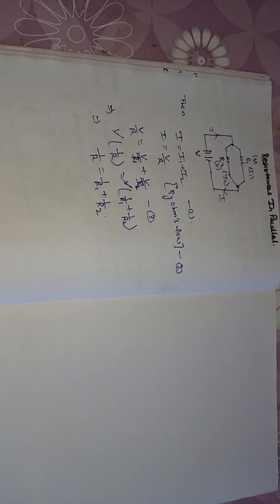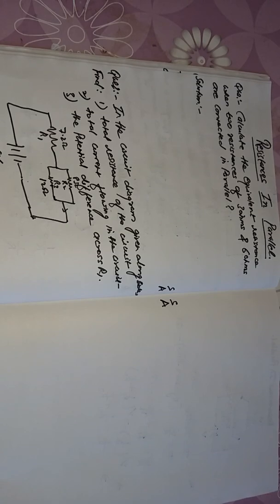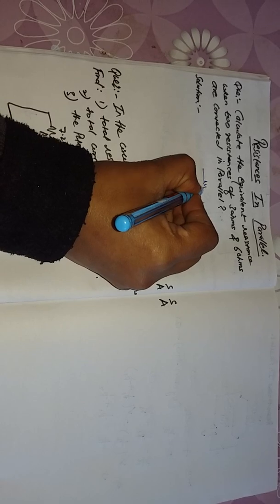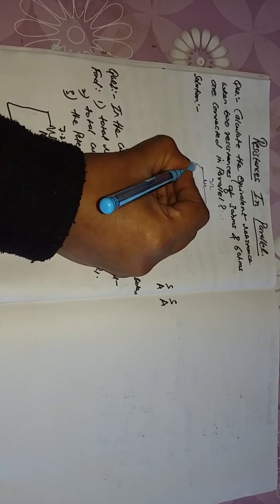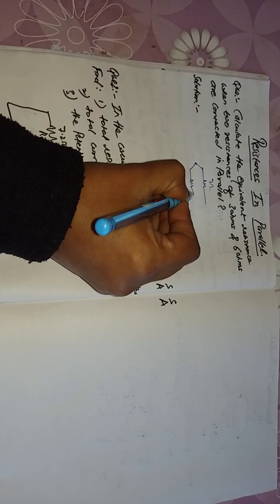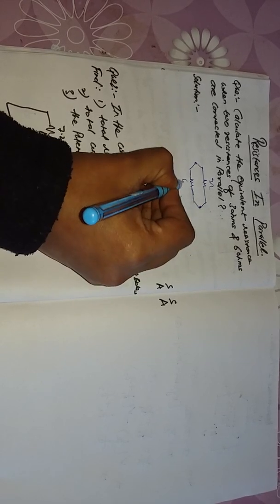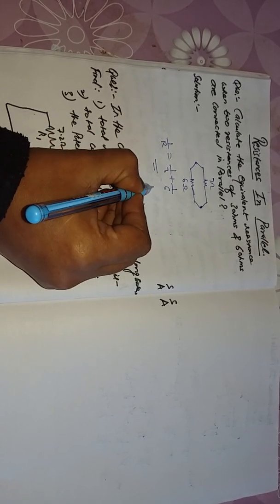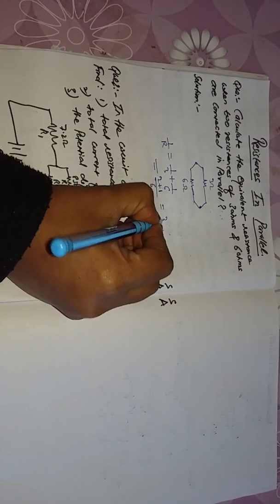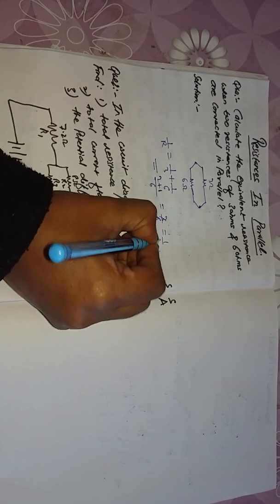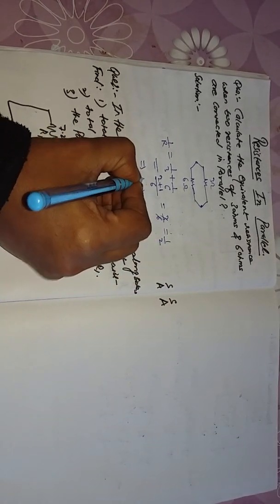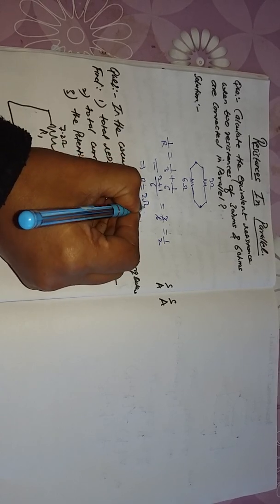The question is, the first is calculate the equivalent resistance when two resistances of 3 ohm and 6 ohm are connected in parallel. This is of 3 ohm and this is of 6 ohm. Now the resultant resistance: 1 upon R equal to 1 upon 3 plus 1 upon 6, that will be equal to 3 upon 6 equal to 1 upon 2, implies that R equal to 2 ohm.